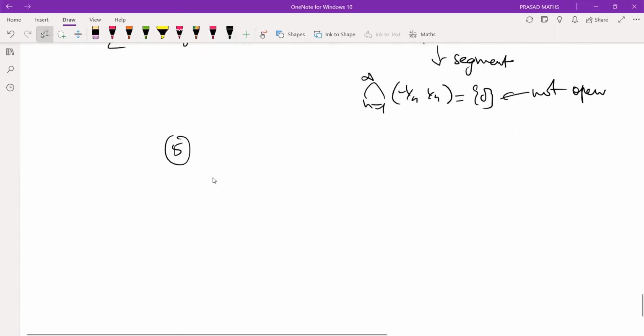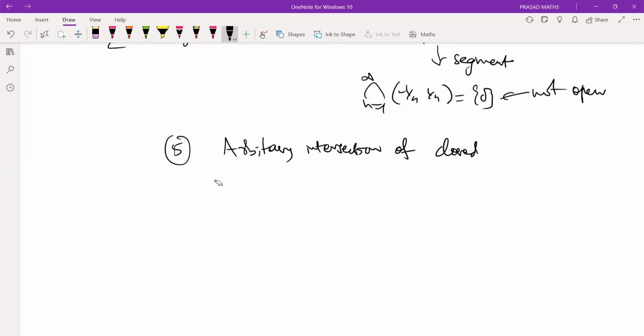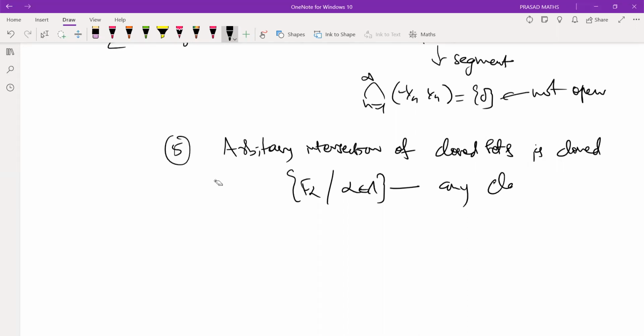Next, the fifth one. Arbitrary intersection of closed sets is closed. You take any arbitrary collection of closed sets, any class of closed sets in a metric space. It can be countable, it can be uncountable. This arbitrary intersection is always closed.